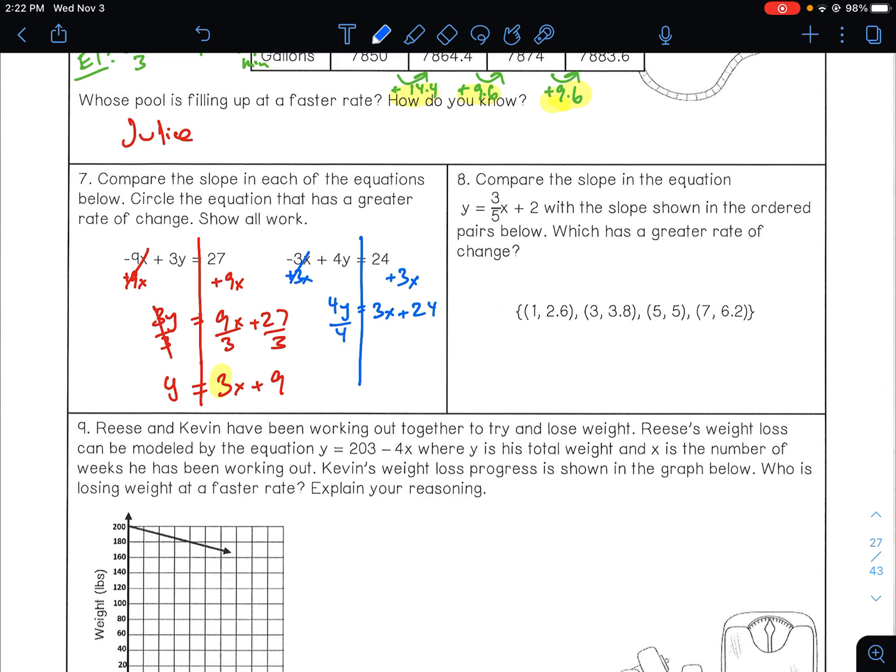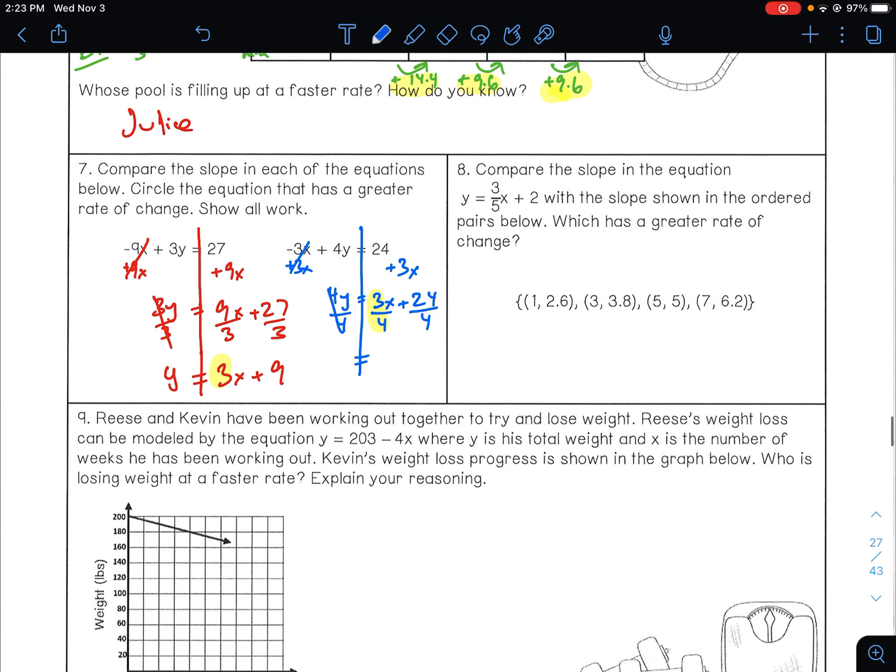I need to neutralize it, divide it by 4. 4 divided by 4 is 1. Divide this by 4, divide that by 4. Here's the thing. You actually don't even need to simplify this. What's 3 divided by 4? It's just 3/4. You can't simplify it further. So this has a slope of 3, and this has a slope of 3/4. Which slope is greater? This one is greater.